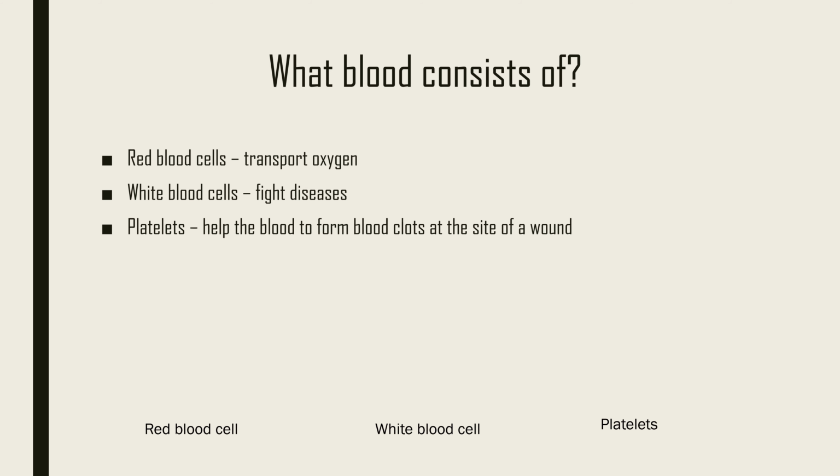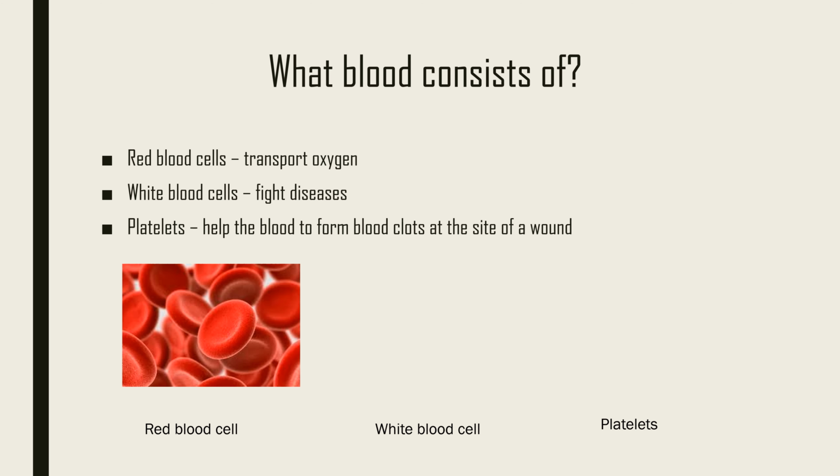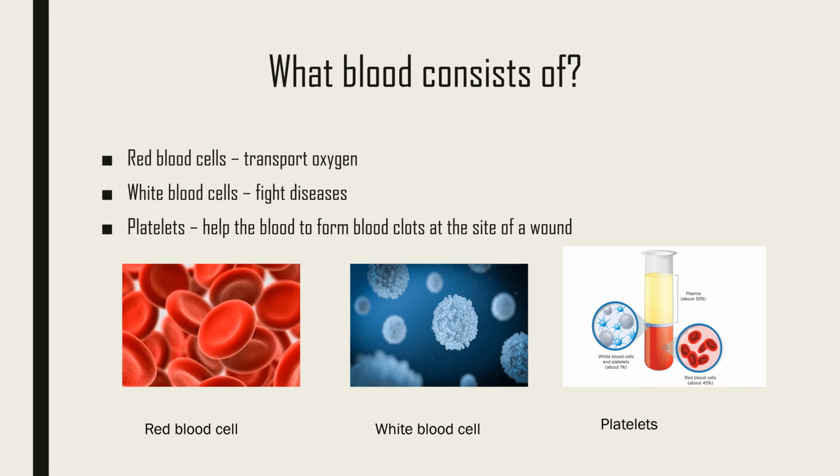What does the blood consist of? The blood consists of the red blood cells, which transport oxygen, white blood cells, which fight diseases, and platelets, which help the blood to form clots at the site of a wound.